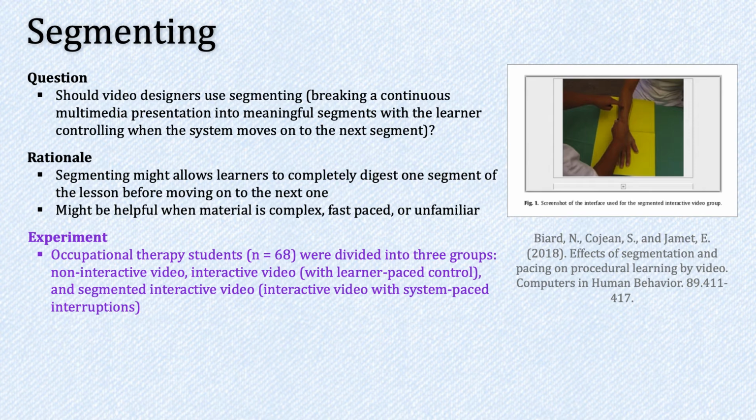So to study that question, they set up an experiment with occupational therapy students, and they divided them into 3 groups. And they had them watch non-interactive video, interactive video that was controlled by the learner, or segmented interactive video, which was video that was system-paced. So what did they find?